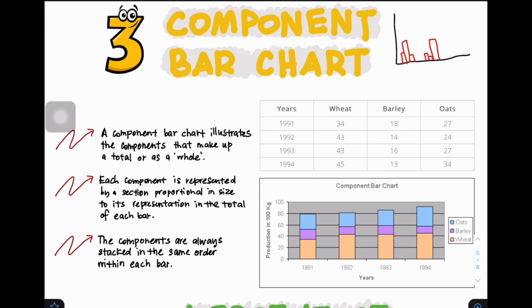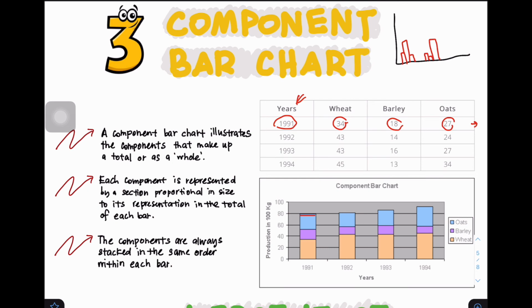Okay, kalau awak tengok dekat sini, ini kategori dia tahun 1991. Dia punya variable wheat, gandum ada 34, barley 18, oats 27. So kalau kita total up, 34 campur dengan 18 adalah 52, 52 campur dengan 27 adalah 79. Okay, so maksudnya untuk kategori yang pertama, ketinggian bar chart kita adalah 79 dekat sini, 79.